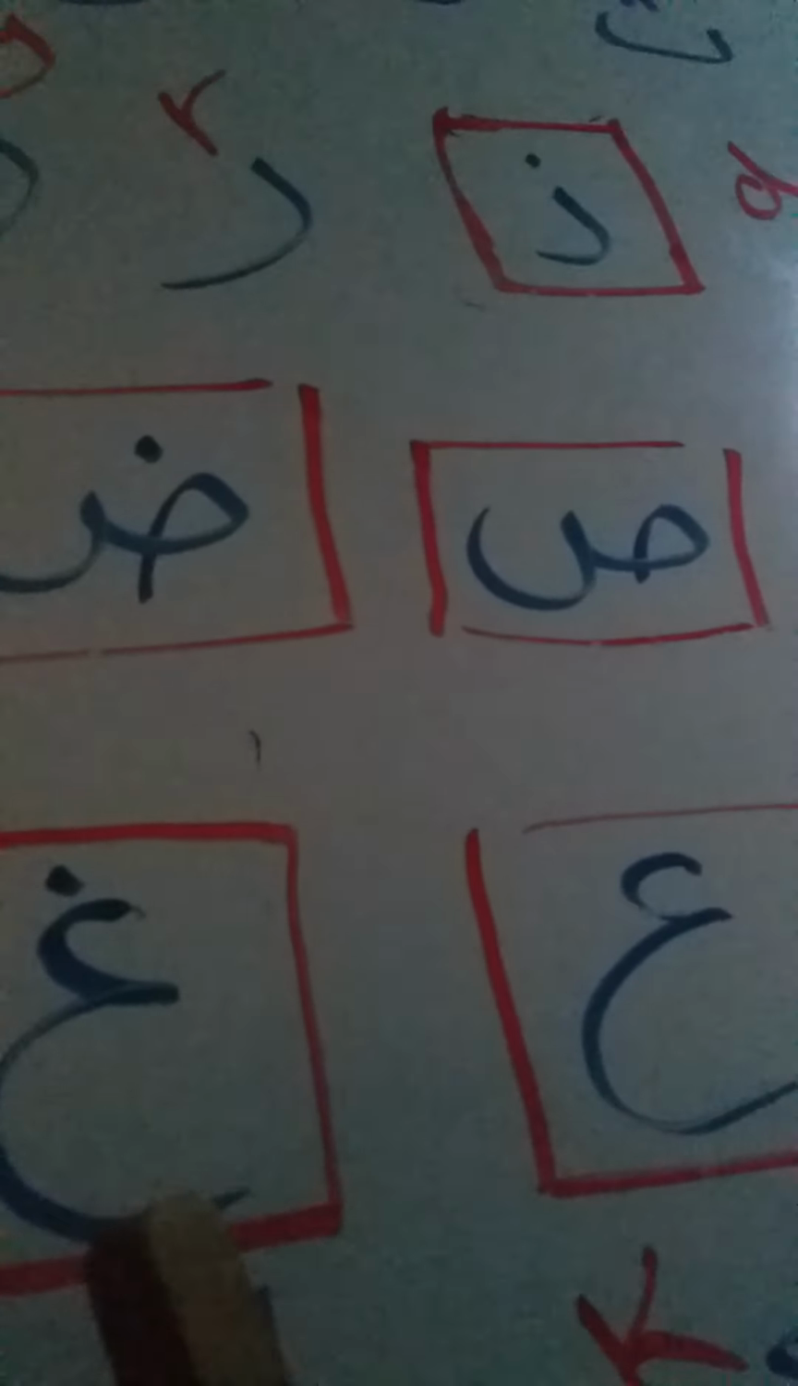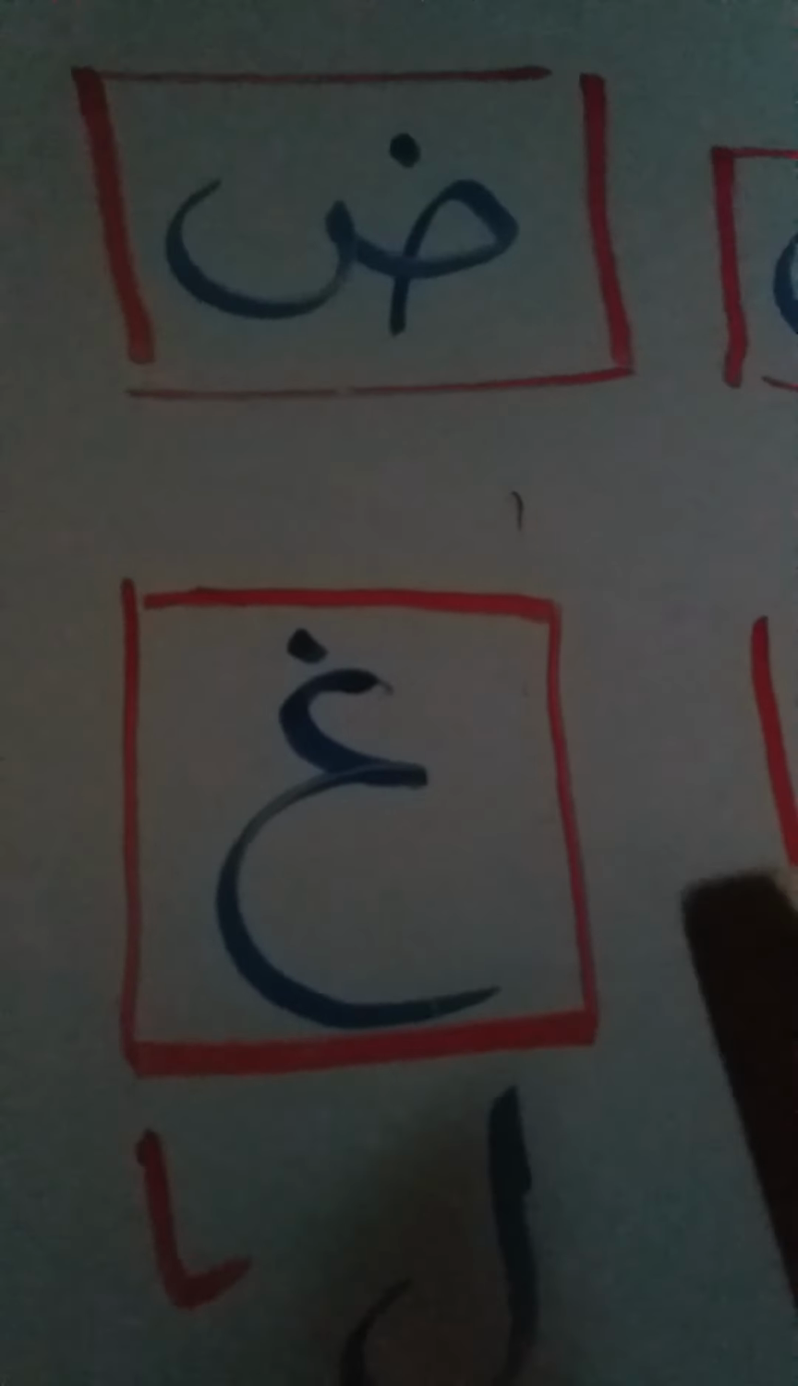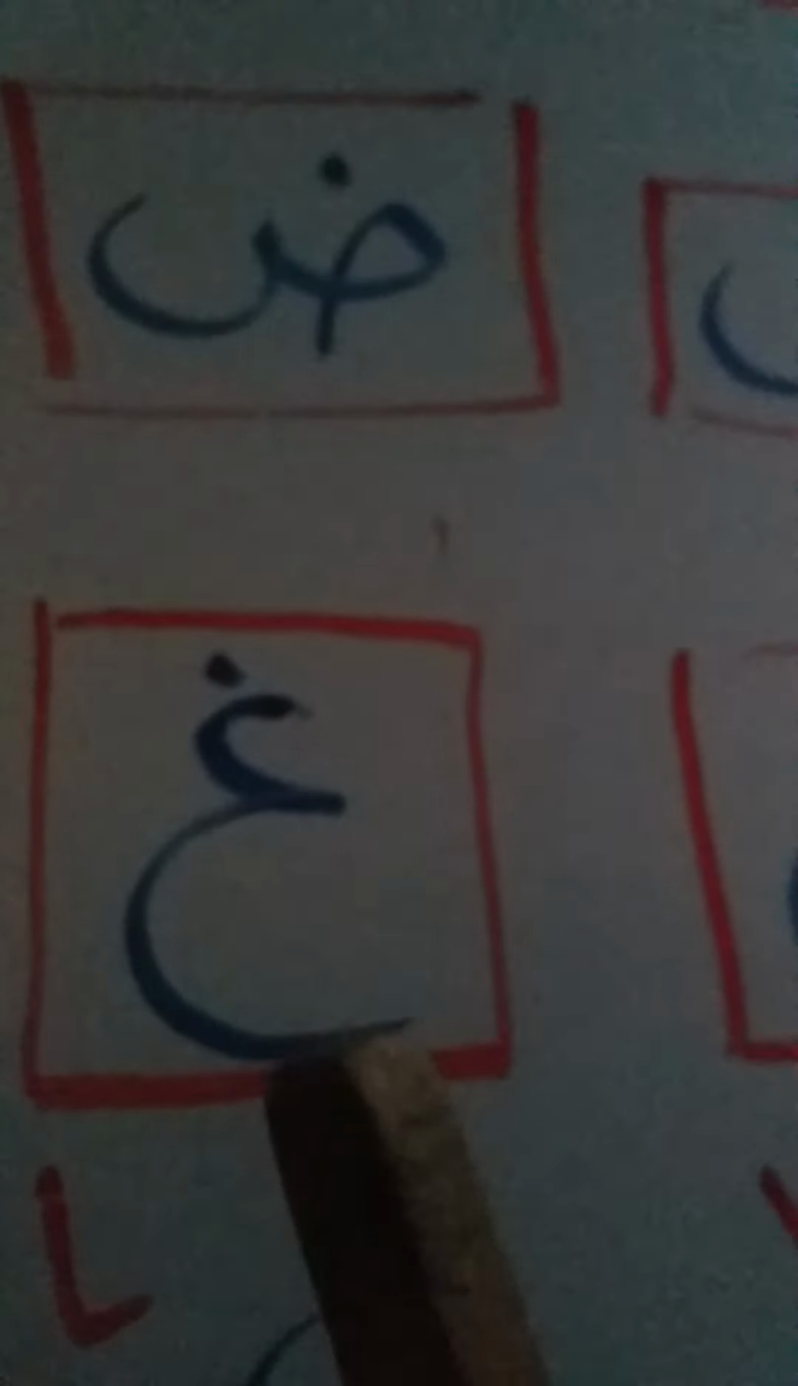This is a light letter and غين is a heavy letter. This is عين and this is غين. We use the deepest part of the throat in pronouncing these two letters. But عين is a light letter and غين is a heavy letter. We raise the deepest part of the tongue in pronouncing غين.